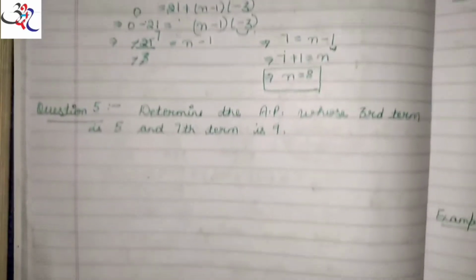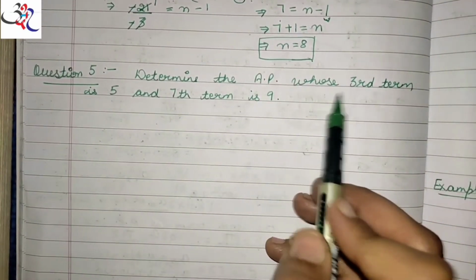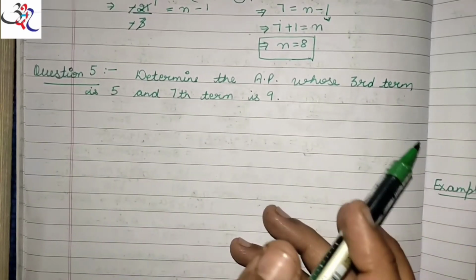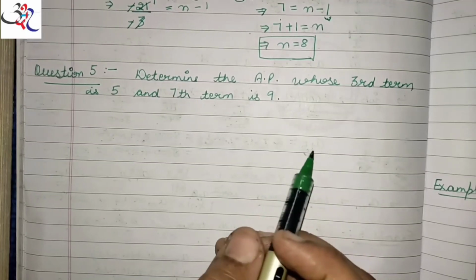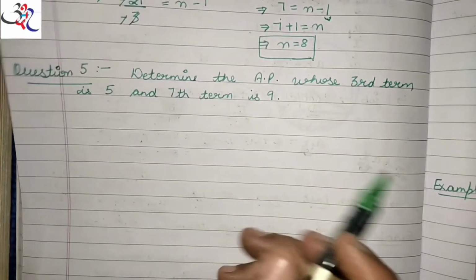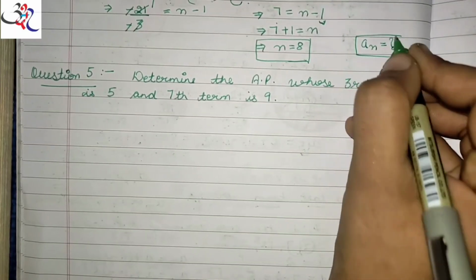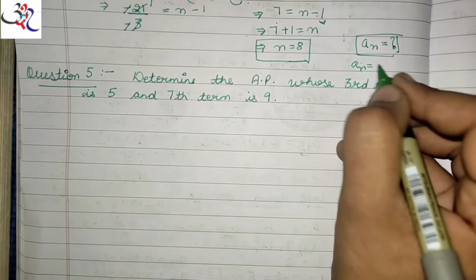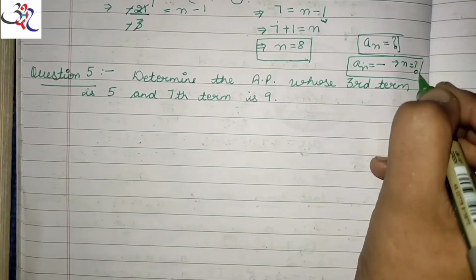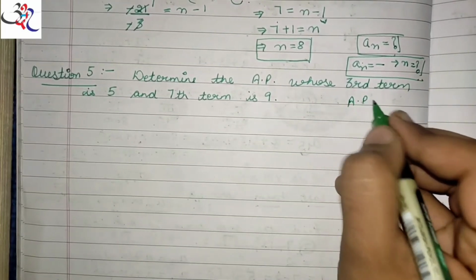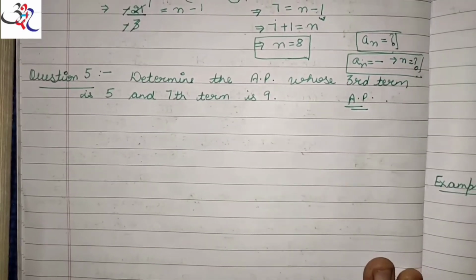Okay. Now moving to example number 5, which says: determine the AP whose third term is 5 and seventh term is 9. So these are the kinds of questions which you will get in your exercise, different types of questions. The first type was that we have to find out the nth term. Then the nth term was given to us and we have to find out the value of n. Now the third type of question is what? We have to find out the AP. The process will remain the same in each and every question.